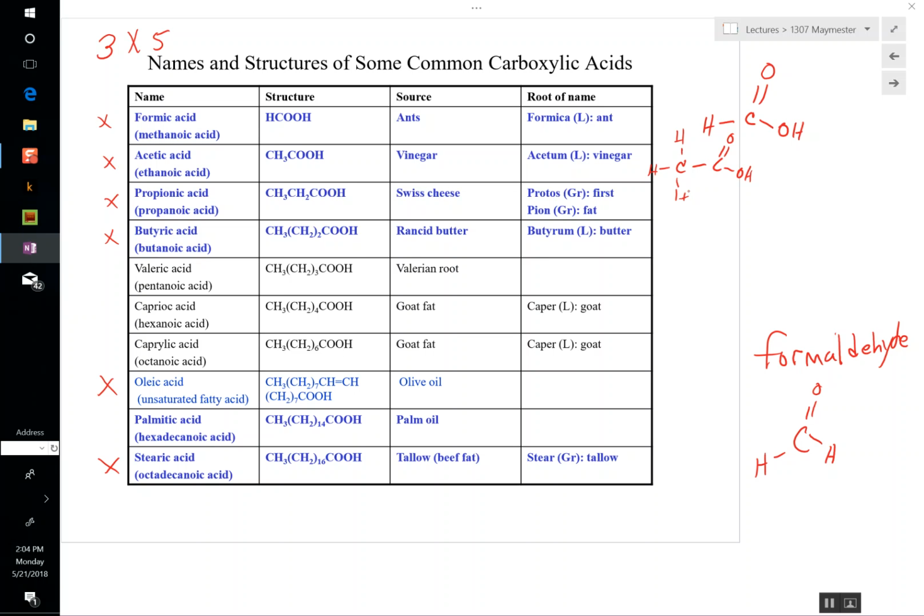The name in the parentheses is the IUPAC name? Yeah, in the parentheses is the IUPAC name, and the one that's not in parentheses is the common name.